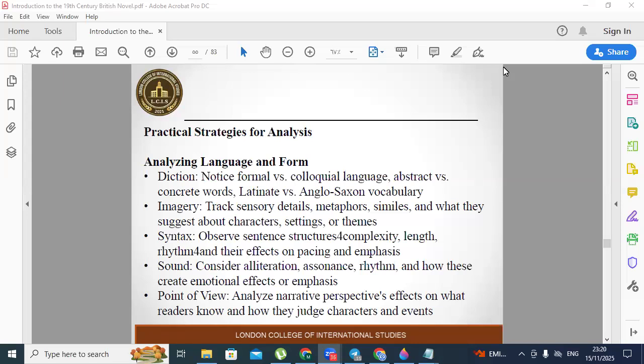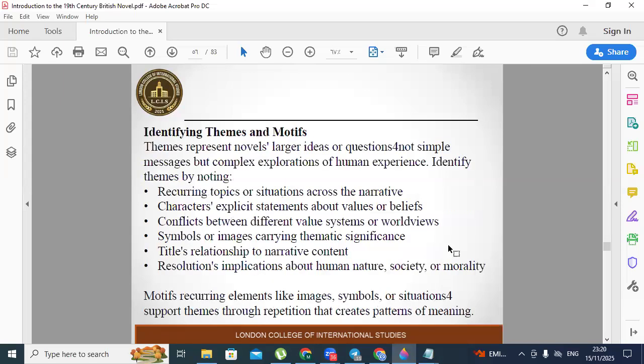Point of view: analyze narrative perspectives, effects on what readers know, and how they judge characters and events. Identifying themes and motifs. Themes represent novels' larger ideas or questions, not simple messages, but complex exploration of human experience.